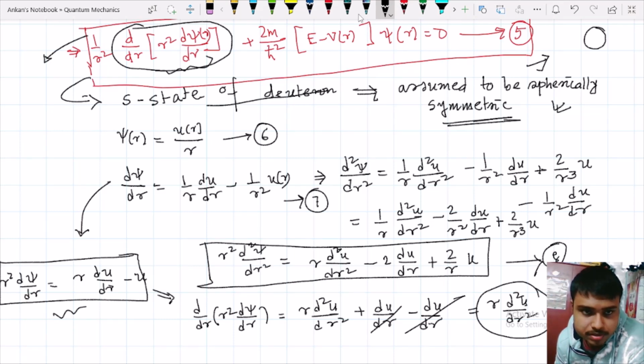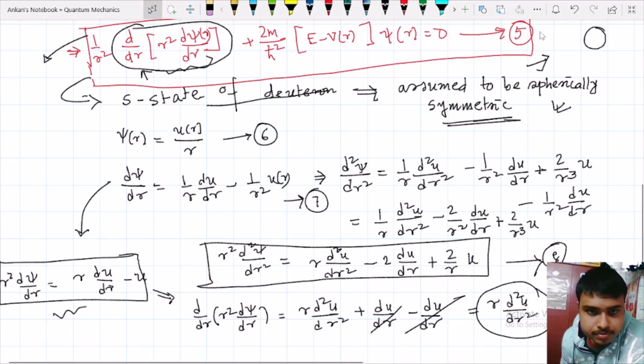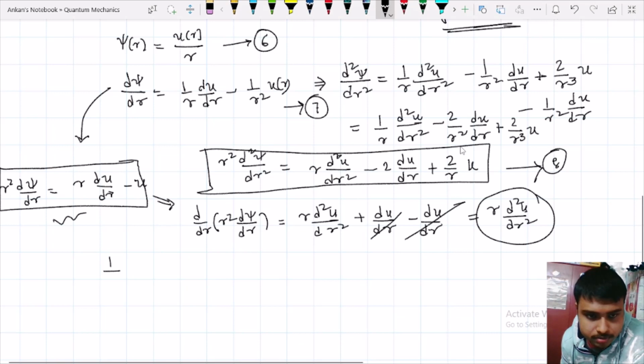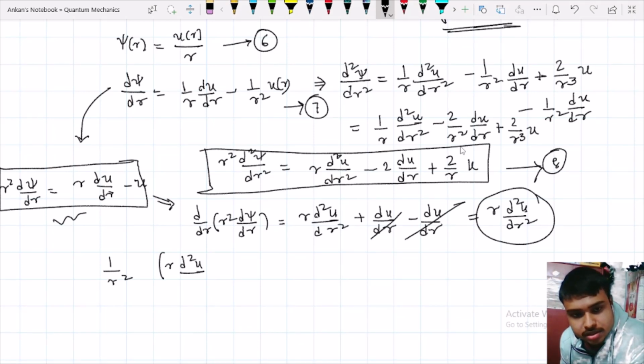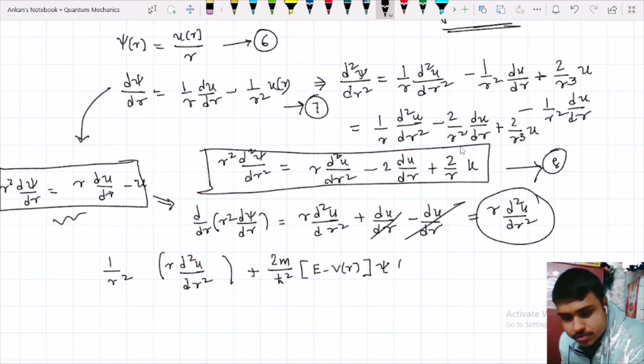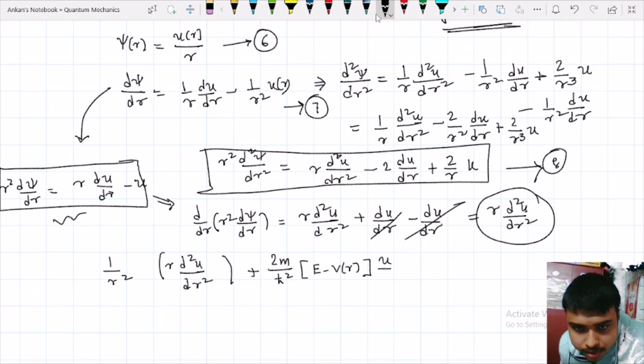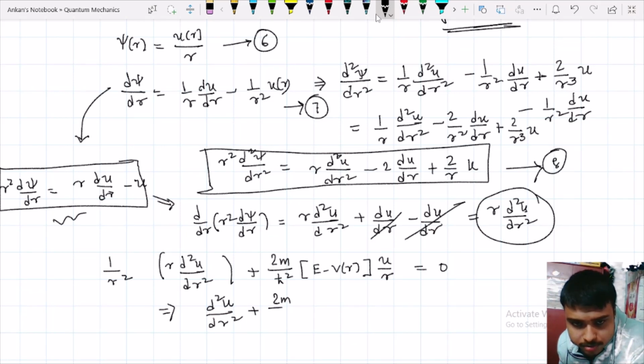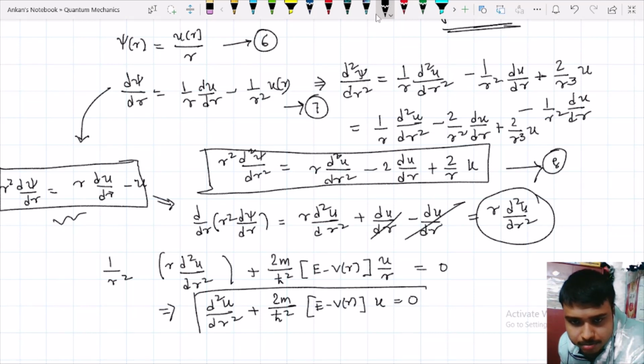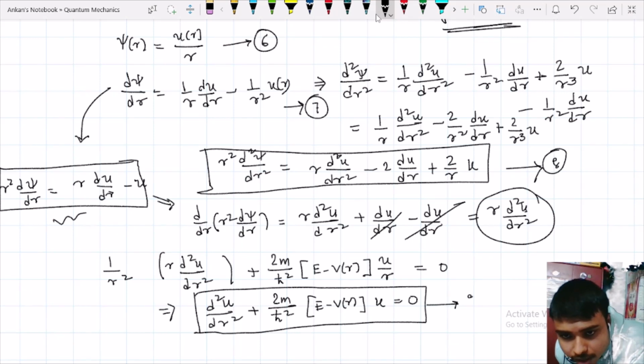Place it in the value of equation 5 here. So 1 by r square into r d2u dr2, plus 2m by h bar square (E minus V(r)) into psi(r), which is taken as u by r, no? So u by r is equal to 0. So if we multiply the equation by r, then we will obtain d2u dr2 plus 2m upon h bar square (E minus V(r)) into u is equal to 0. This is a very simple equation to calculate further. Name it equation 9.